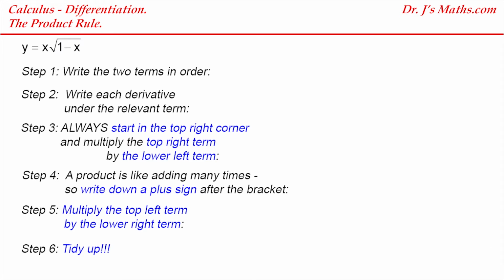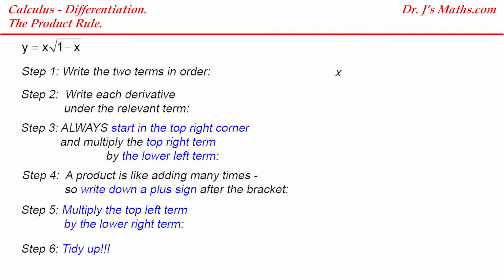Third example, perfect situation for a product rule. We have two functions, an x and a square root of 1 minus x, multiplied together. We're not going to be able to separate those two easily, so we've got a product rule to do using exactly the same steps as we always do.